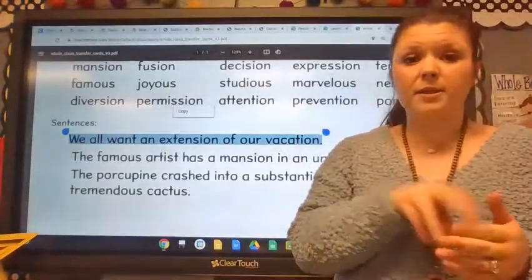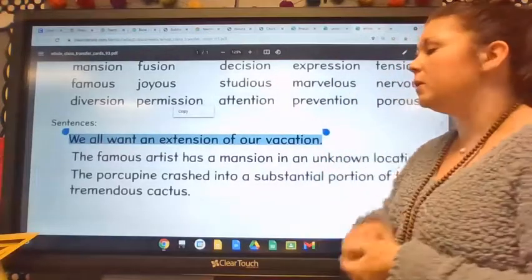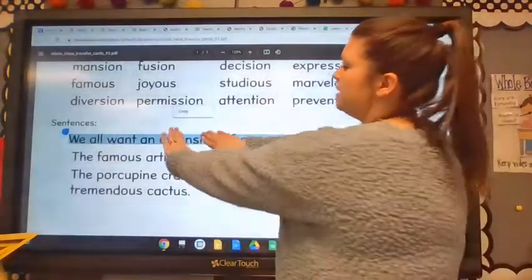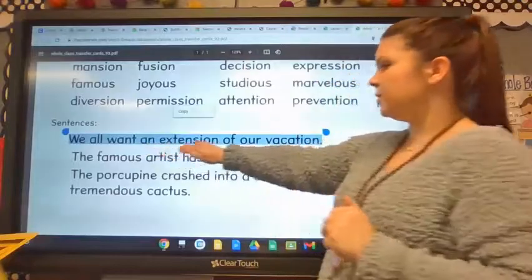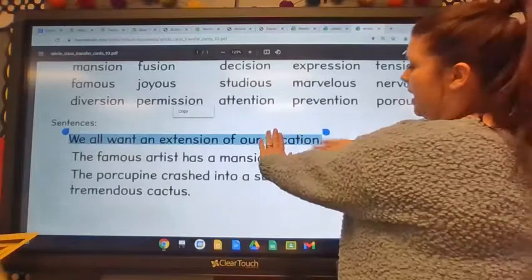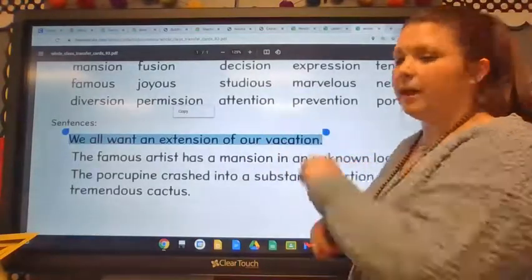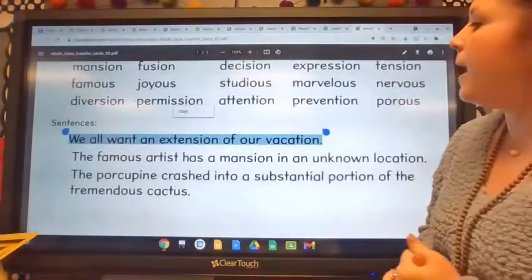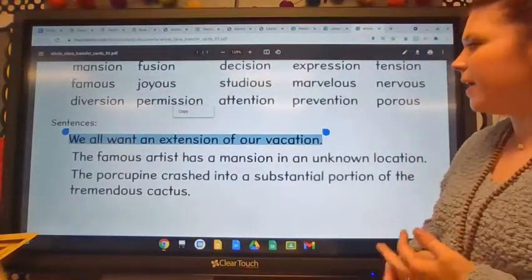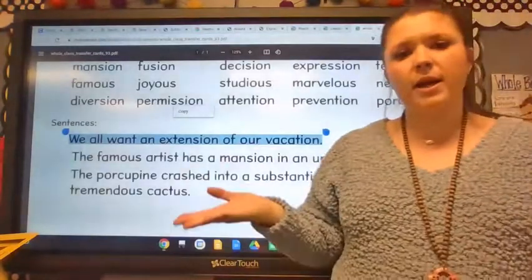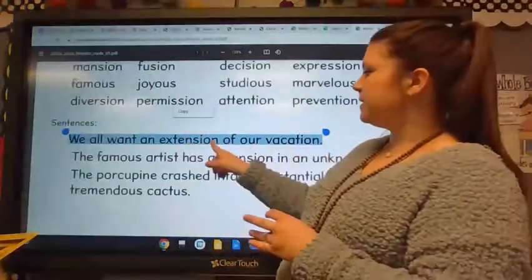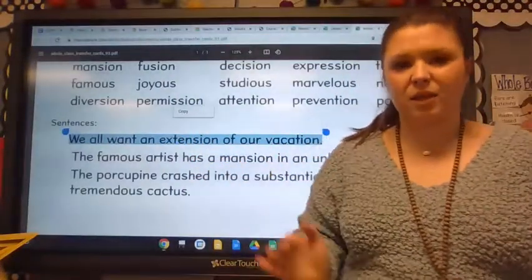All right, so there are 2 words in here that have suffixes. Let's look at those 2 words. This first one has the suffix S-I-O-N. Extension. Then we have T-I-O-N here. Vacation. Let's read this sentence together. Ready, read. We all want an extension of our vacation. What do we want an extension of? Of our vacation. Extension means to make it last longer.